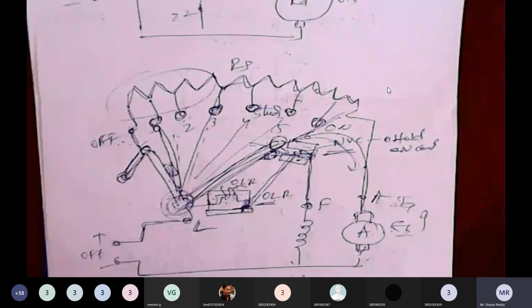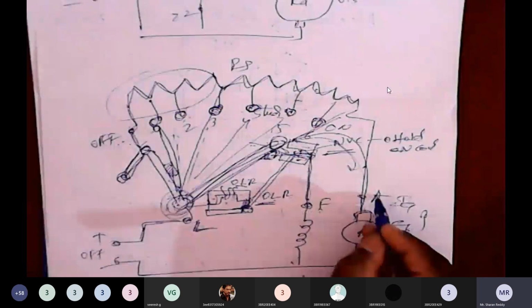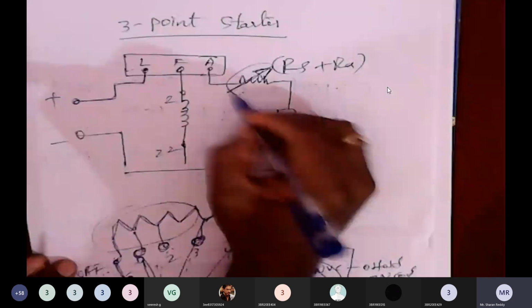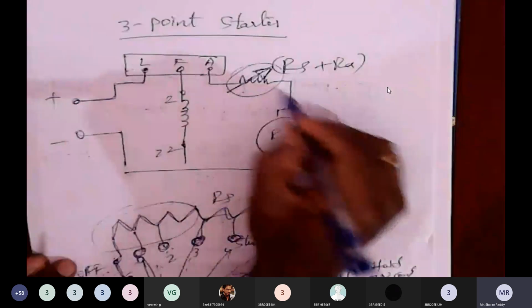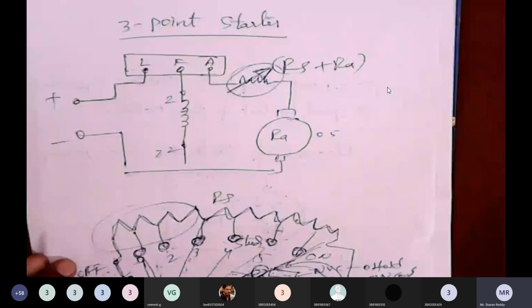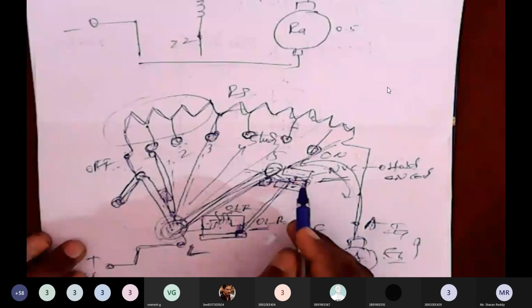The 3 points are L, F, and A. A variable resistor is connected in series to the armature along with two protective devices: the overload release coil and the no-volt coil, or hold-on coil. It has one drawback.